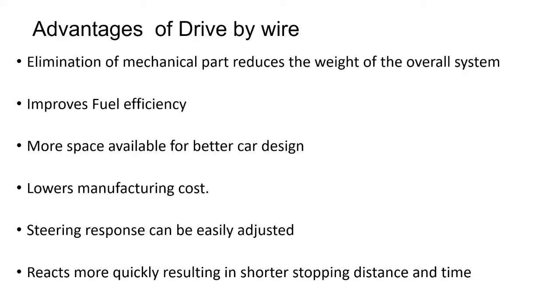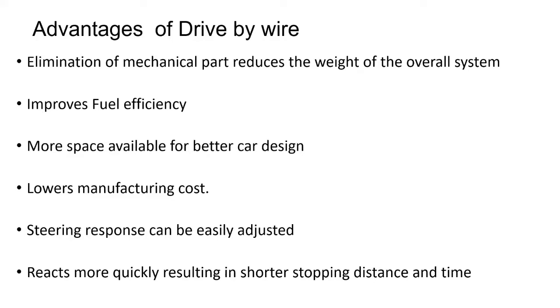Advantages of drive-by-wire: elimination of mechanical parts reduces the weight of the overall system. Now, I'm actually eliminating mechanical parts, right? We don't have a real linkage between steering and the wheel, so we can remove all the mechanical parts we have. It improves fuel efficiency because the total overall weight comes down. There is more space for better car design. It lowers the manufacturing cost because there are fewer mechanical parts. Steering response can easily be adjusted. So I can do so many things for you.